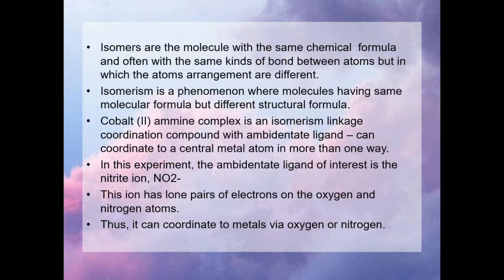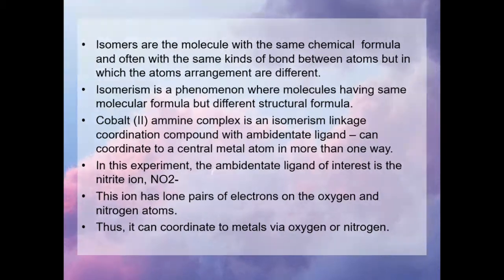Cobalt amine complex is a linkage isomerism coordination compound, where an ambidentate ligand can coordinate to a central metal atom in more than one way. In this experiment, the ambidentate ligand of interest is the nitrite ion. This ion has lone pairs of electrons on the oxygen and nitrogen atoms. Thus, it can coordinate to metals via oxygen or nitrogen.